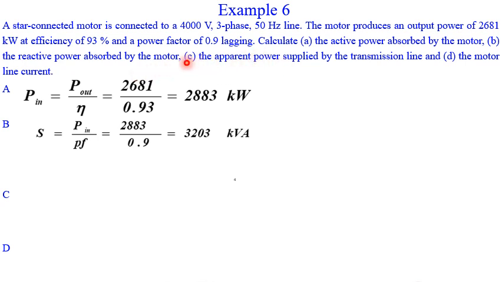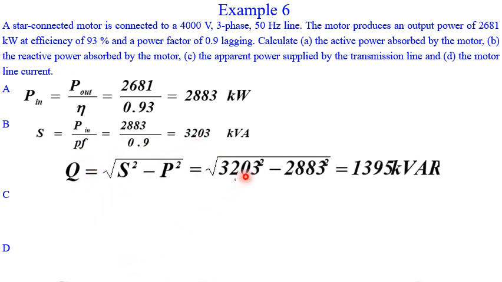So with C, we've already calculated the apparent power. Then to calculate the reactive power, we use this formula. Reactive power is equal to the square root of the apparent power squared minus the real power squared, the P in that we just calculated. So we do our change of subject there: 3203 squared minus 2883 squared. Then we get our reactive power. And reactive power, as we said in our previous video, is measured in VAR. So it is equal to 1395 kVAR.